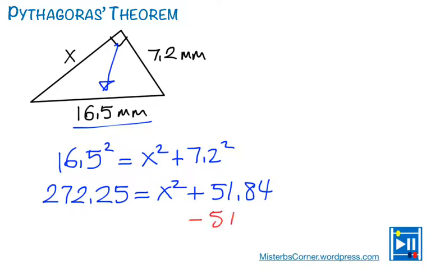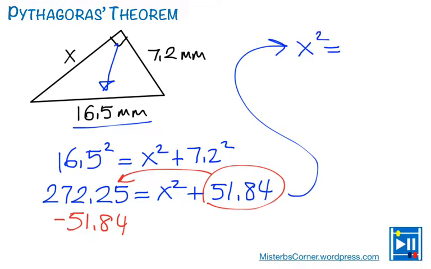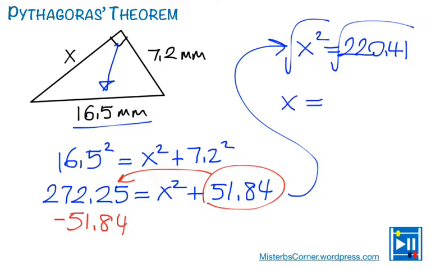And now I have to, well, you can use the shortcut too. Instead of taking away 51.84 from both sides, which I prefer, you can just take the number to the other side as negative, so it must be taken away, right? So I'll have now x squared equals nothing but 220.41, and then I'll take the square root of both sides and prefer the positive value.